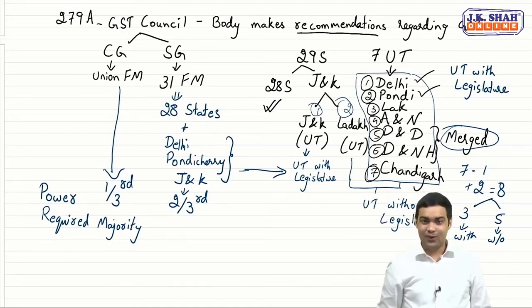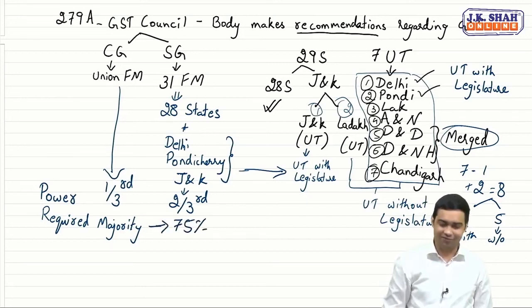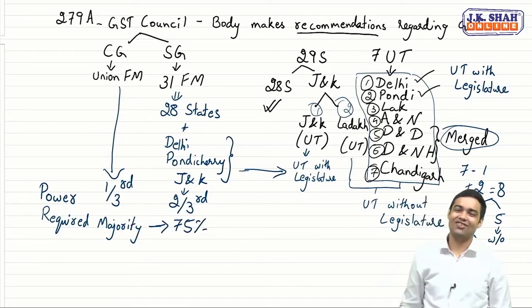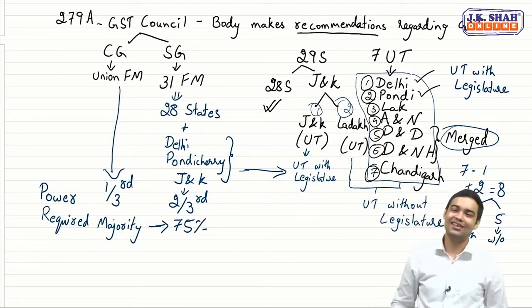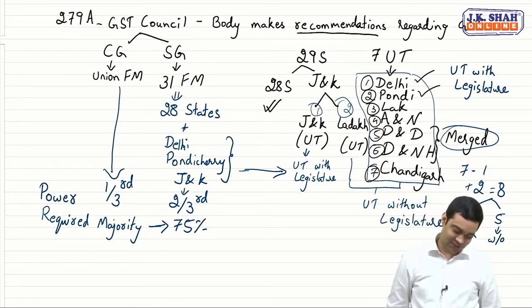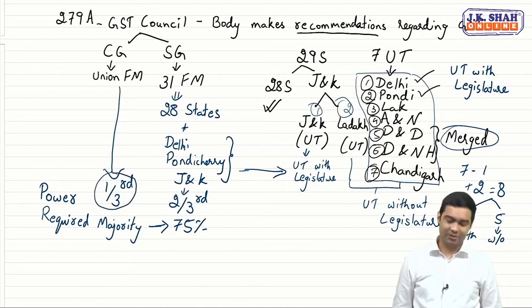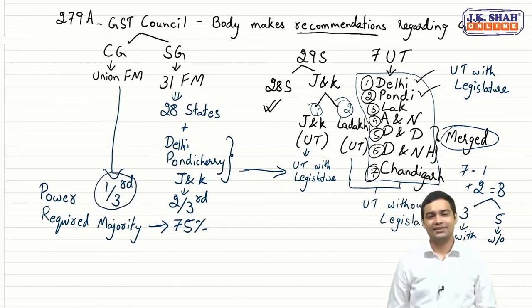Now, required majority to give a recommendation. Required majority to give a recommendation is 75%. Now, when I say 75%, you please understand, people, can all states taken together meet this required majority? Never. Without the support of the central government, there cannot be any decision which is passed.